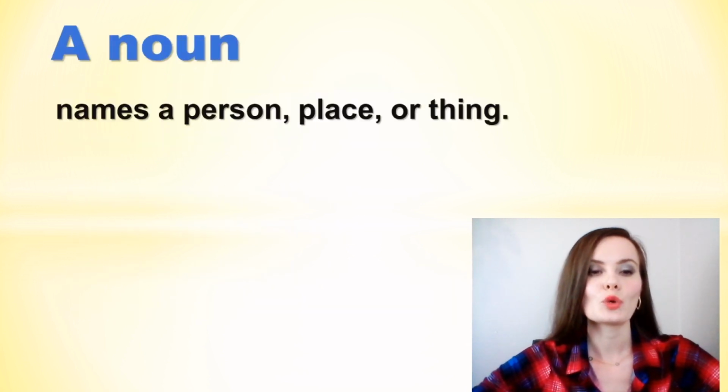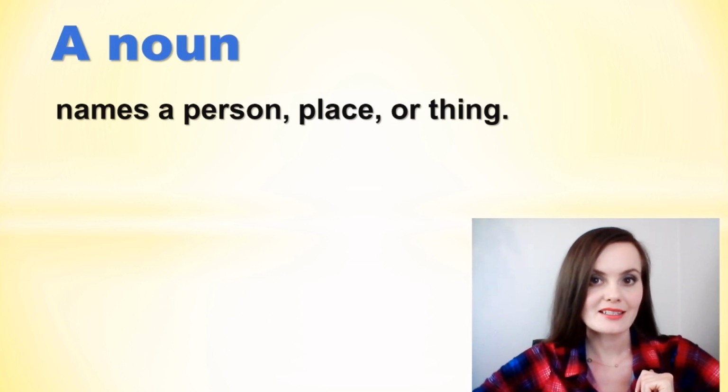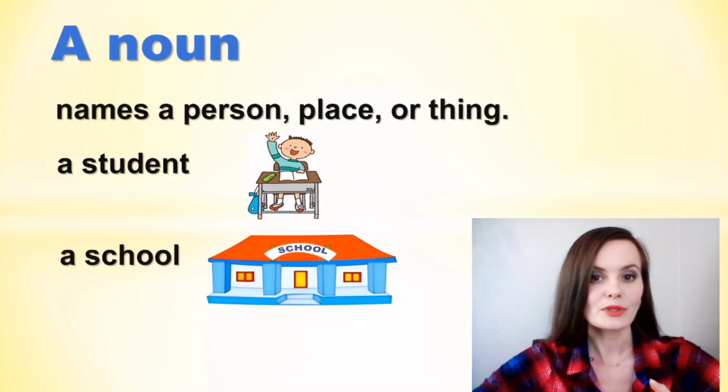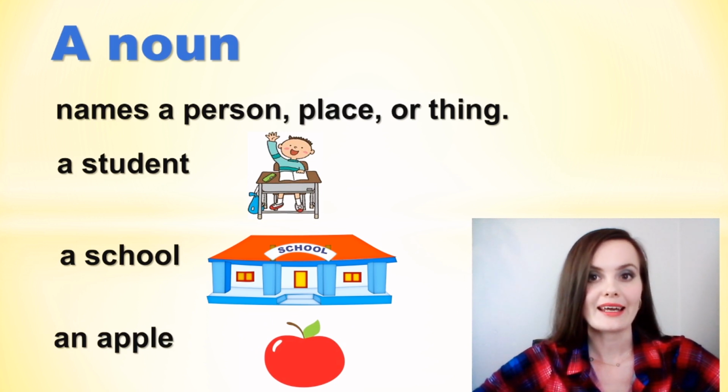So let's review what a noun is. A noun names a person, place, or thing. For example, a student is a person. This is a noun. A school is a place. It's a noun too. An apple is a thing. It's also a noun.